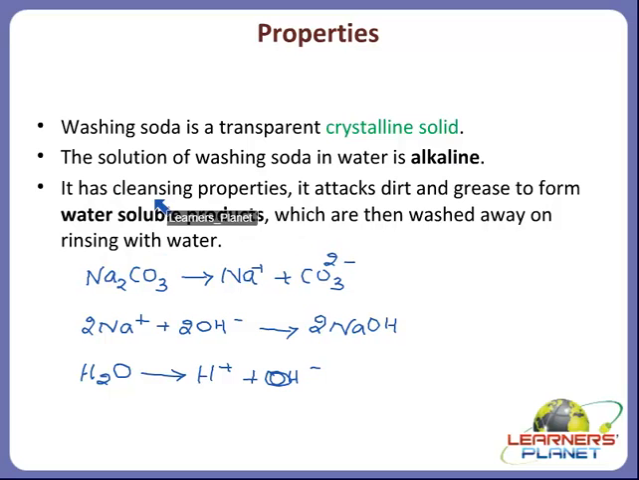Clear? It has cleansing properties. It attacks dirt and grease to form water soluble products which are then washed away on rinsing with water. Right? That is your grease or oil, whatever the stains in the clothes. They are not water soluble, that is why they cannot be removed. But once the sodium carbonate is there, it will convert that greasy particle into a water soluble substance. Clear? Now that will be washed away while rinsing.